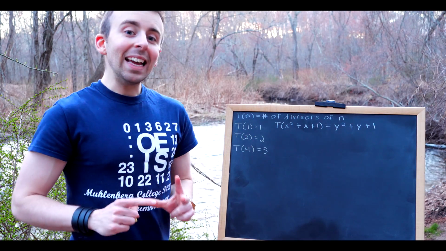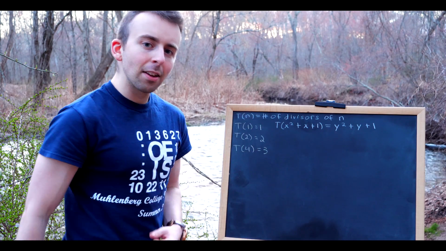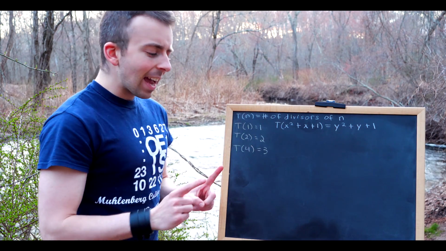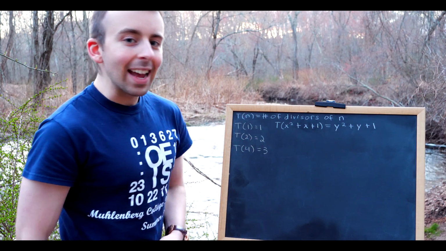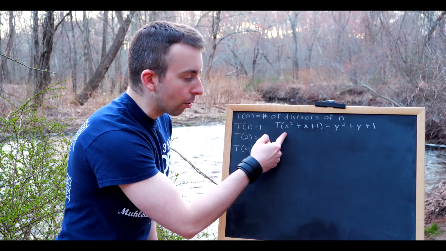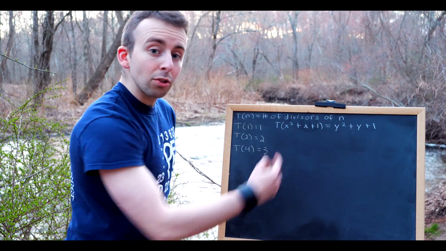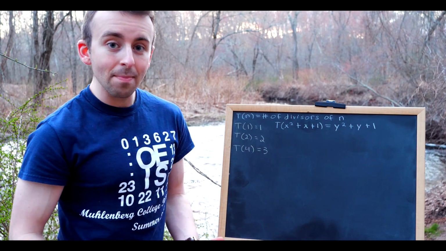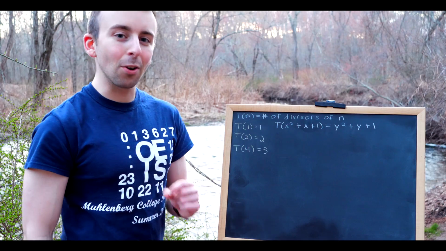So the problem is this. Consider t of x squared plus x plus 1. Is it the case that there are any positive integers x and y so that the number of divisors of x squared plus x plus 1 is y squared plus y plus 1? We want to know if there are any integer solutions to this equation.